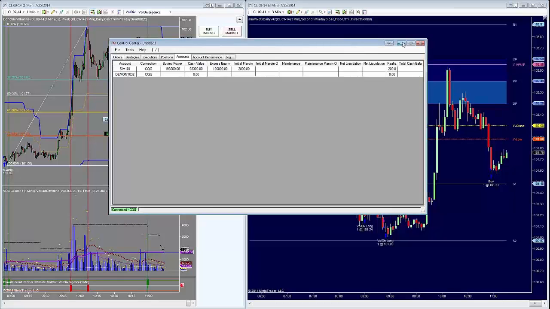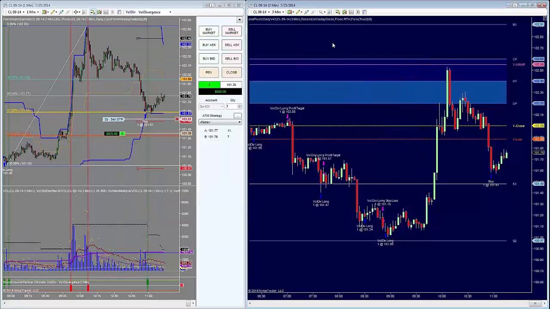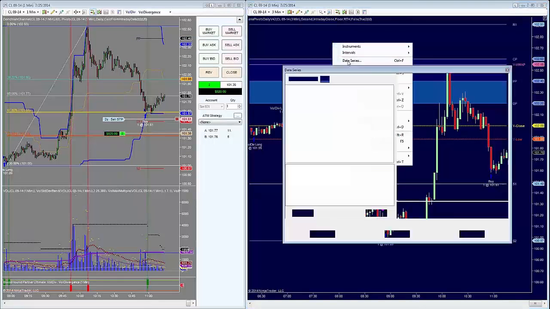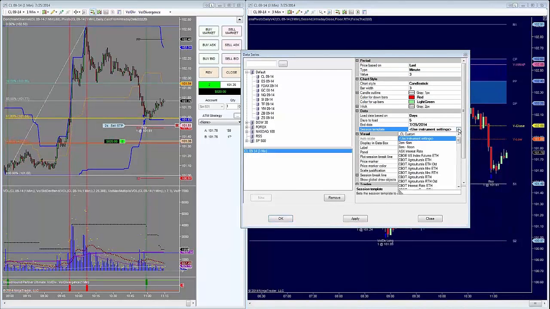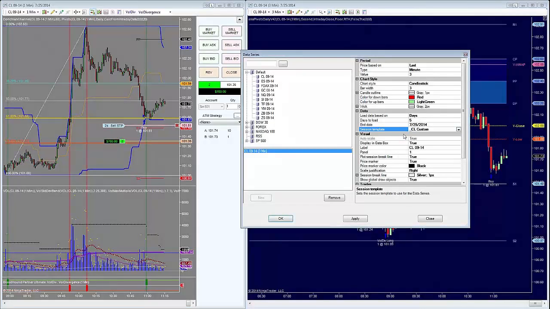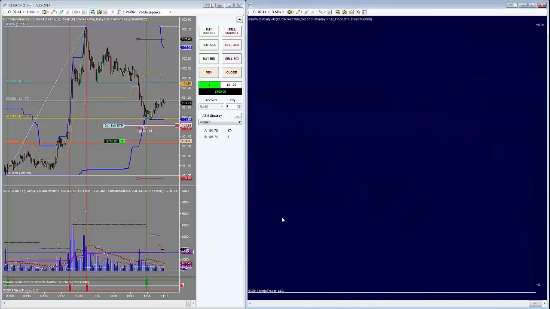Click OK. So what we want to do now is right-click on the chart, click on the data series, and set our custom session template here. See, I put it right at the top of the list. So we just select CL Custom, click OK, and now that pivots indicator will be accessing the correct session.